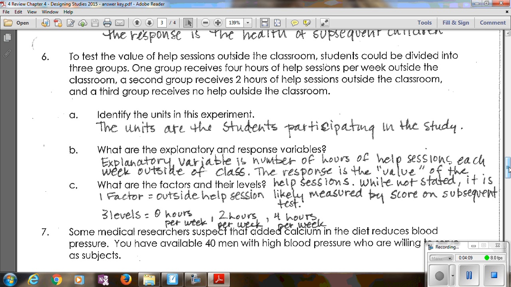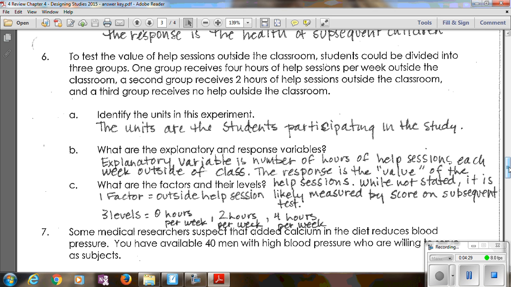And even though it's not stated, we can assume that it's going to be measured by some sort of test score or something. In letter C, what are the factors and their levels? Well, there's one factor, and that is the outside help session. And there are 3 levels to that factor. We can either have 0 hours per week, 2 hours per week, or 4 hours per week.